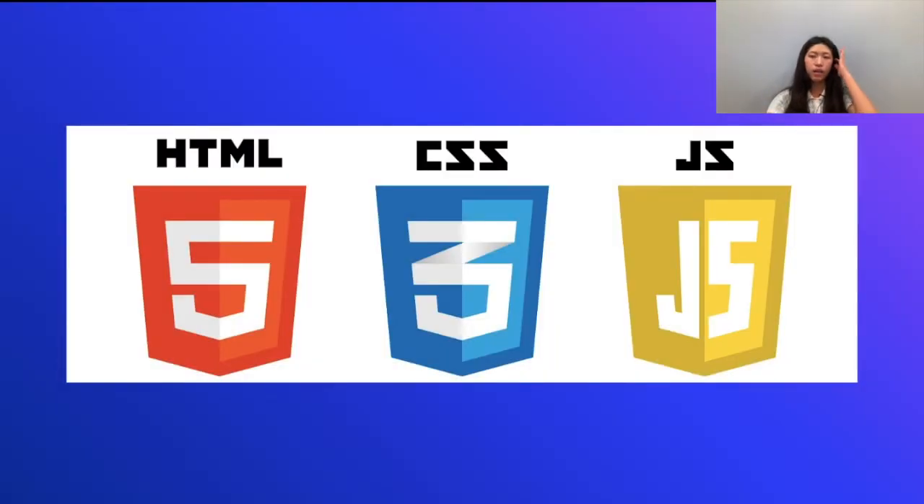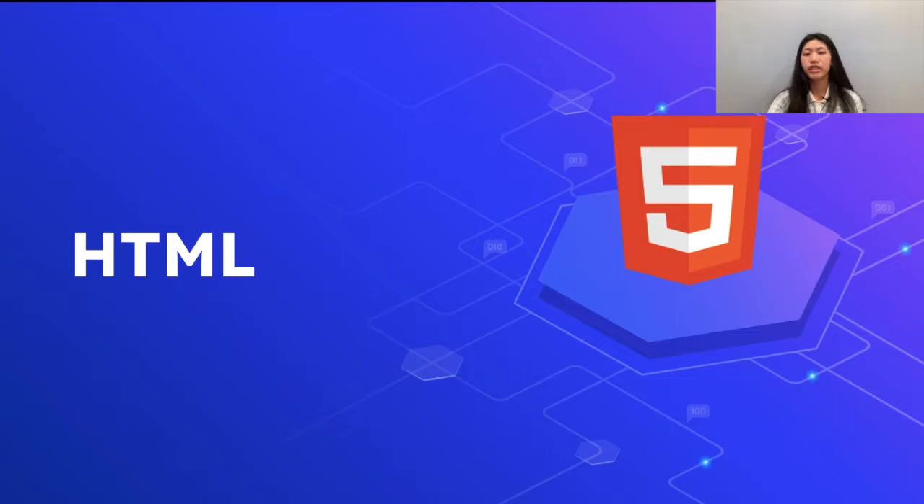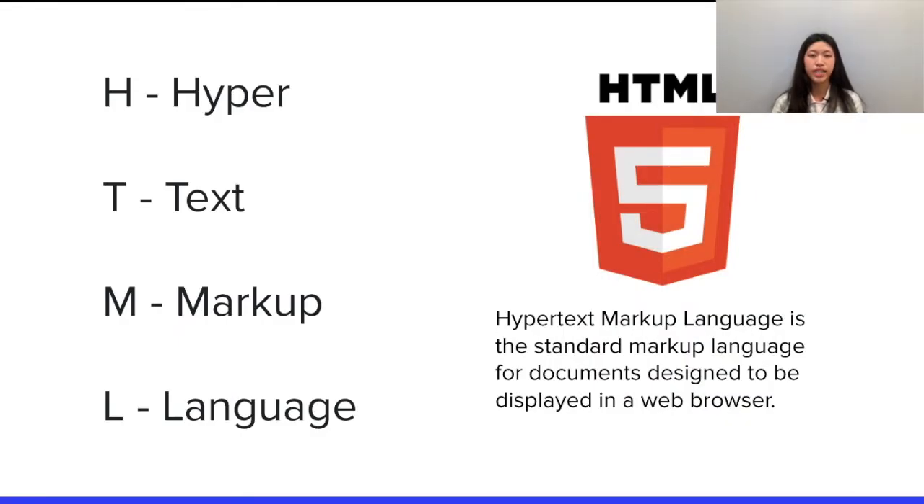So now, again, the three main languages that we're going to talk about are HTML, CSS, and JavaScript, and we're going to break down each of these. The first one we're going to look at is HTML. HTML stands for Hypertext Markup Language. It is the standard markup language for documents designed to be displayed in a web browser. The web pages that you see are actually just documents, believe it or not.